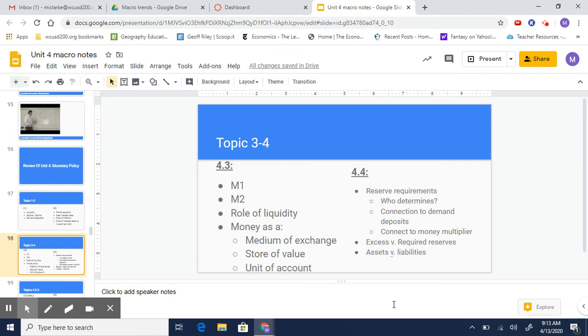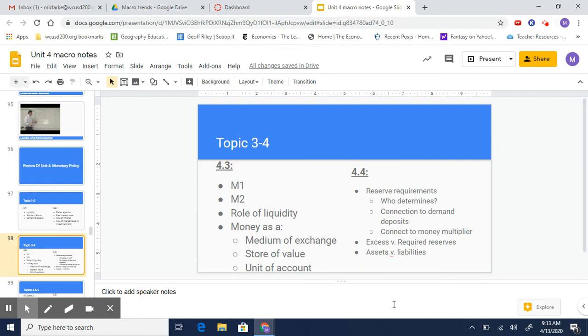All right. Again, know the difference between excess and required reserves, and then assets versus liabilities. So an asset is a strength of the bank. Their loans, the securities or bonds that they hold, that's an asset. Their excess reserves, their required reserves. All right.